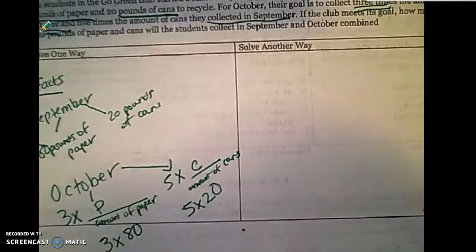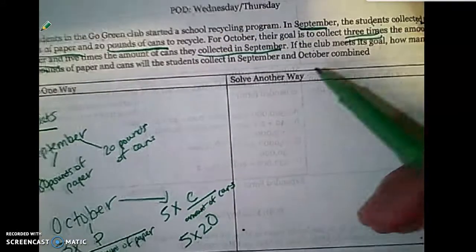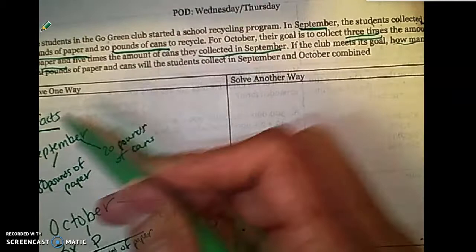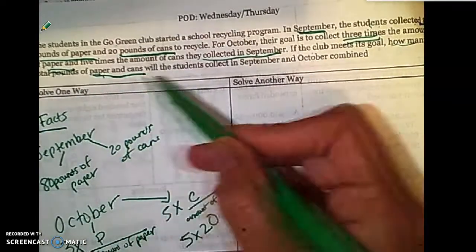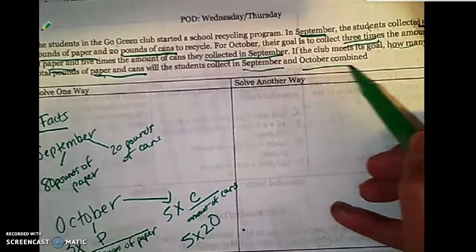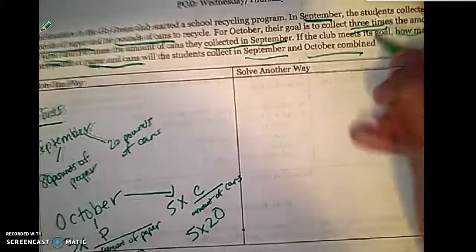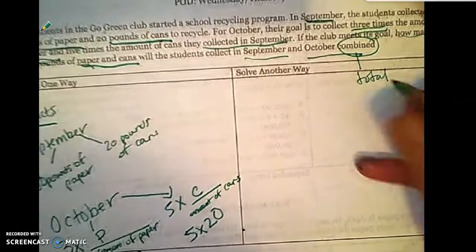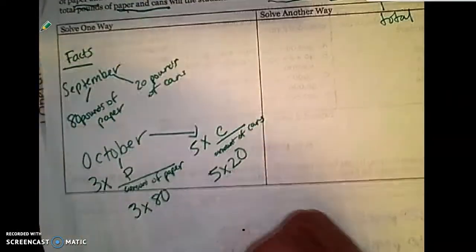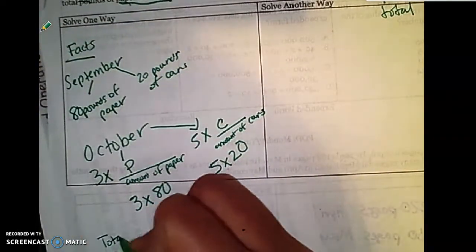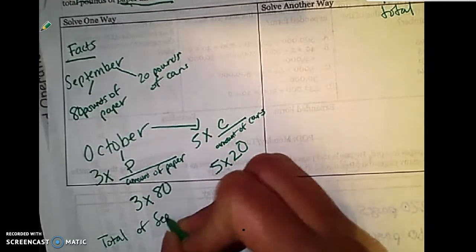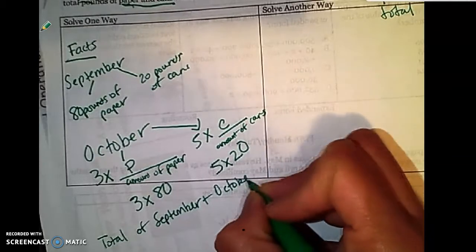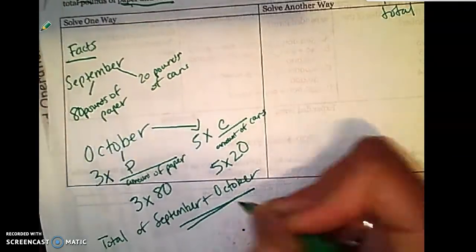So finally, the last thing the question is asking for is, if the club meets its goal, how many total pounds of paper and cans will the students collect in September and October? Combined, I know, is a word that means total, all together. So the final thing we're looking for is the total of September plus October.